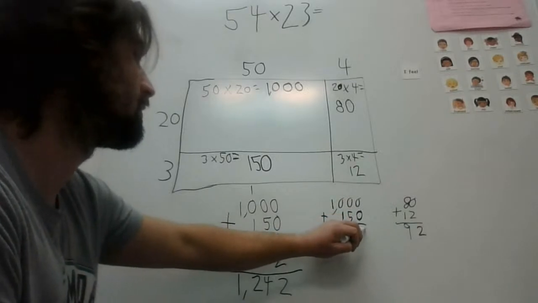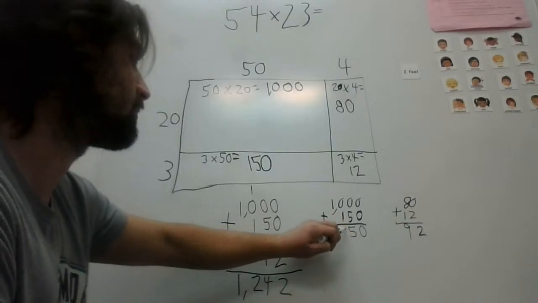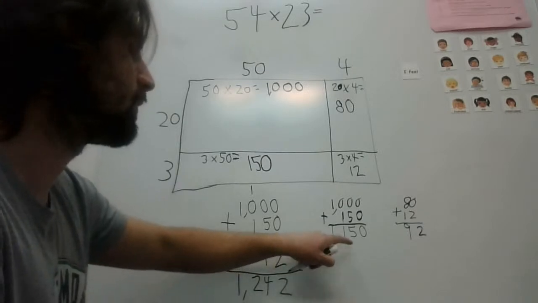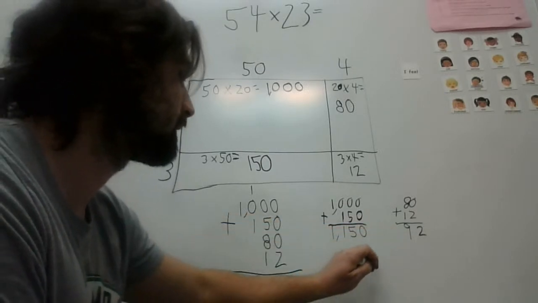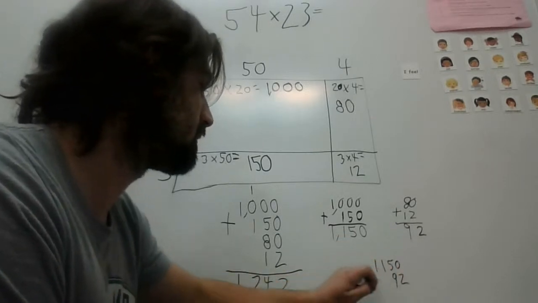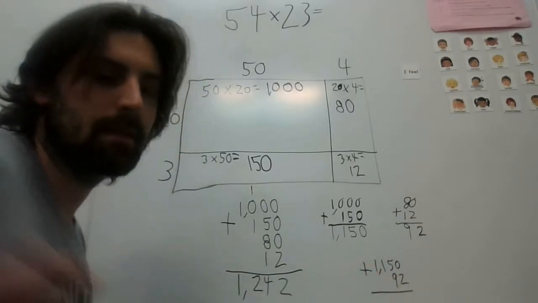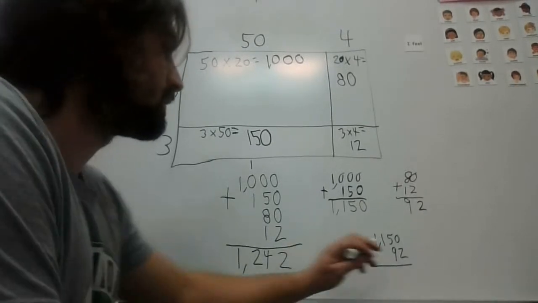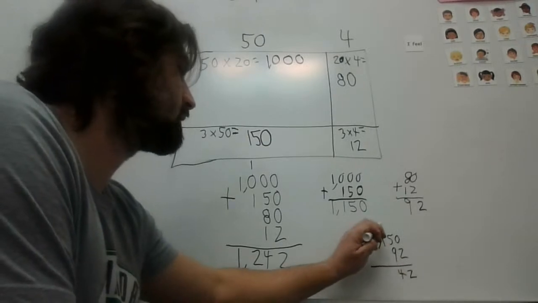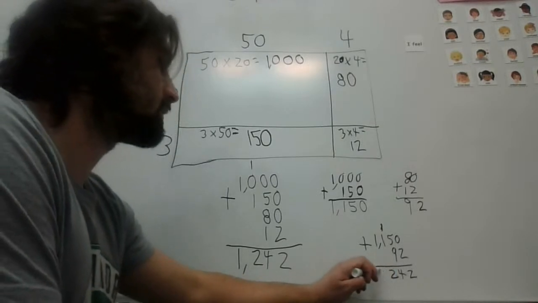0 plus 0 is 0. 0 plus 5 is 5. 0 plus 1 is 1. 1 plus 0 is 1. So we have 1,150 plus 92. Zero plus 2 is 2. 5 plus 9 is 14, so 4 carry the 1. 1 plus 1 is 2. 1 plus 0 is 1.